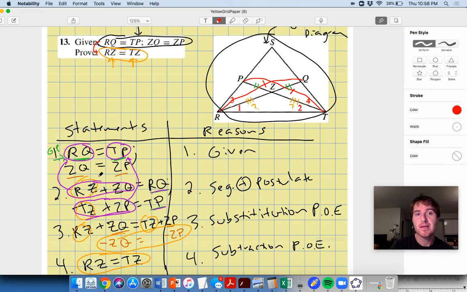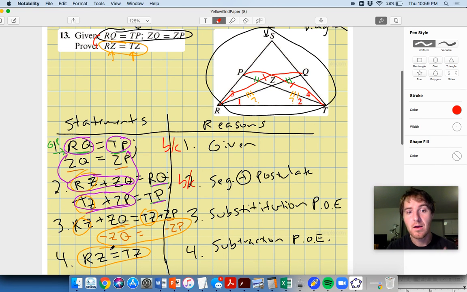If RQ equals TP and ZQ equals ZP, because it's given to us, then we can also say that RZ plus ZQ equals RQ and TZ plus ZP equals TP, because we noticed it in the given diagram, and the segment addition postulate is our reason here. Then through substitution, we can establish that RZ plus ZQ equals TZ plus ZP, because we took what RQ and TP were equal to and substituted them back into step one. Finally, we subtract ZQ and ZP from both sides of the equation, and we're allowed to do that by the subtraction property of equality. And then after we do that, RZ equals TZ.